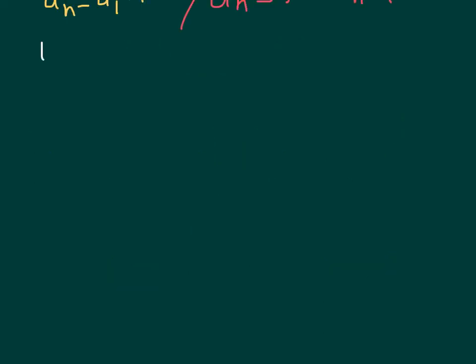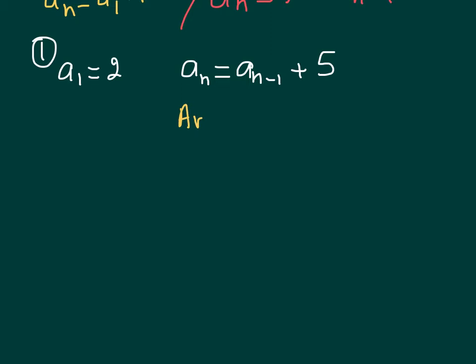Okay, for question number 1, you're given a sequence. The first term is 2, and you're given the recursive formula a_n is equal to a_(n-1) plus 5. From this formula, you can tell this is arithmetic. They're asking you to find the first 6 terms. Well, to find the first 6 terms, you just need to figure out what d is, the common difference. And the common difference, as you can see from this formula, is 5.